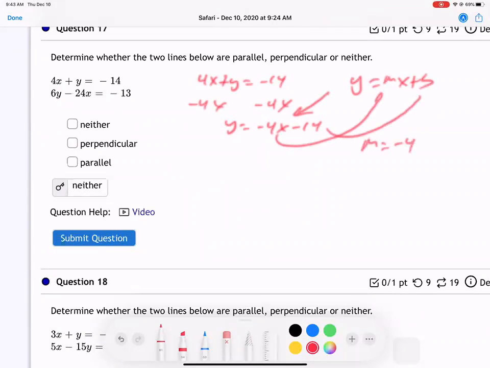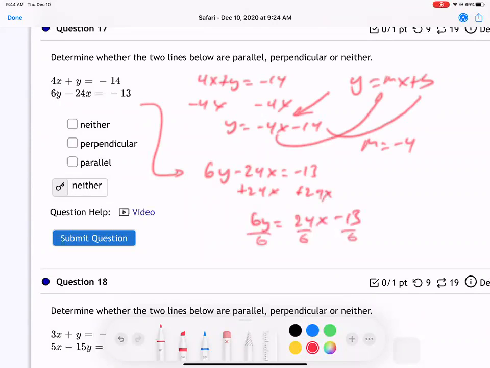Well, what's my second equation? I don't know, so let's go ahead and solve for y. Sorry, my mistake. We're going to add 24 to both sides. 6y is equal to 24x minus 13, because I'm trying to solve for y. Then divide both sides by 6, 6, and 6. y is equal to 4x minus some fraction, 13 over 6.